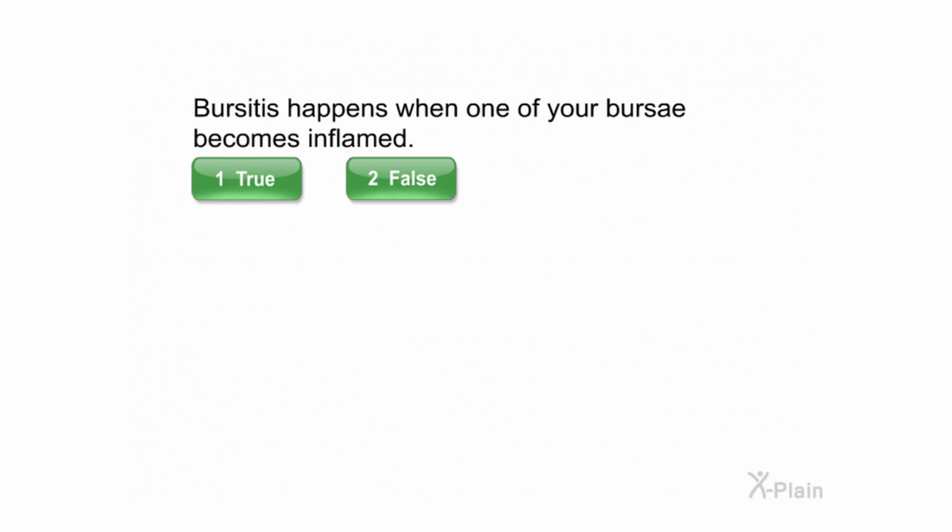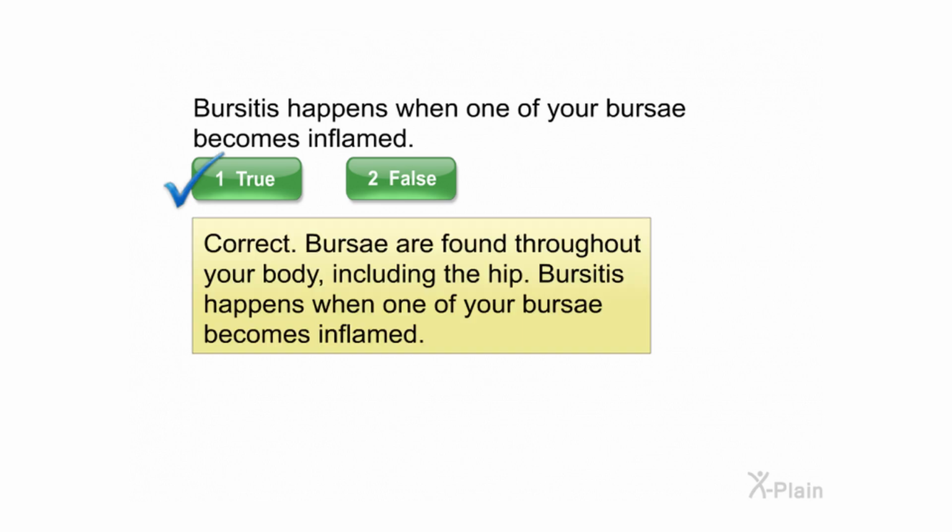Bursitis happens when one of your bursae becomes inflamed. Select true or false. Correct. Bursae are found throughout your body, including the hip. Bursitis happens when one of your bursae becomes inflamed.